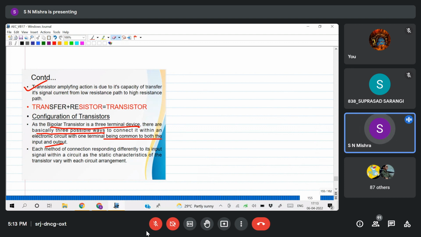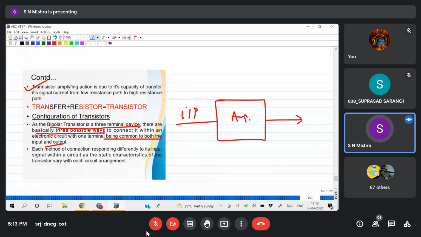We have to give input, and according to the circuit condition we'll get the output. Suppose this is my transistor, used in an amplifier. This one is my input, this one is my output. Inside the amplifier, how will the transistor be connected? Whether in common base mode, common emitter mode, or common collector mode, different configurations are there. So how can you identify them?